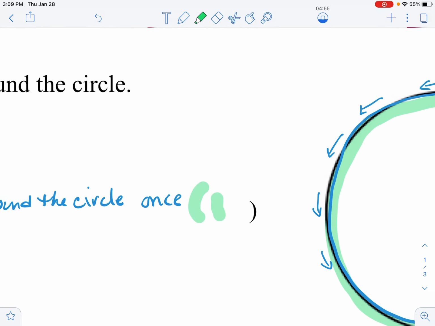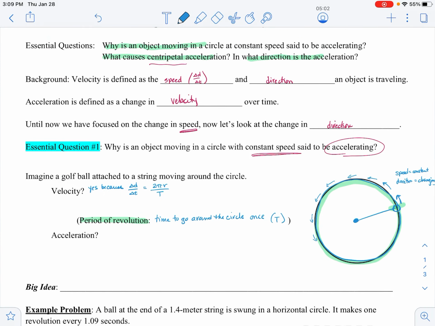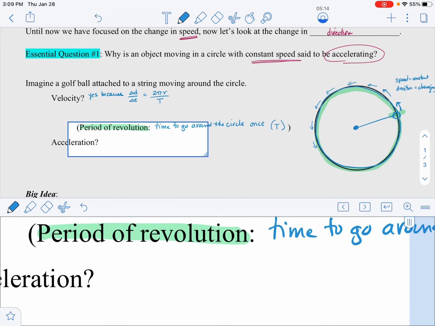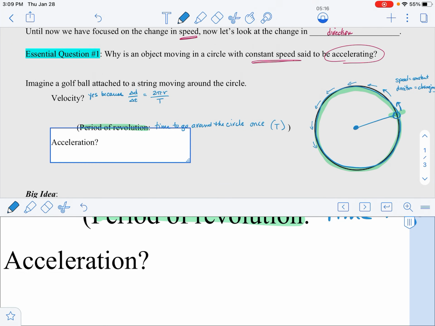So whoops, that's not what I meant to do. Let's try again. Capital T. All right. So our thing has velocity, yes, because it's moving through a distance over a period of time. Does our thing also have acceleration? That's a little trickier. Does it have acceleration? Yes, it does. Why does it have acceleration? Because the direction is changing.